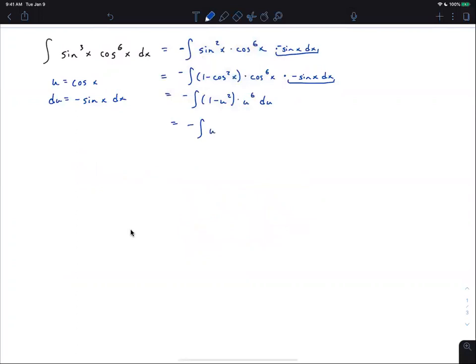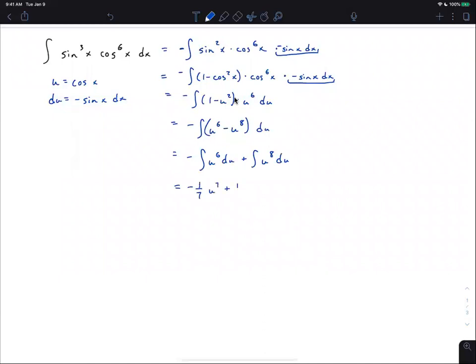So we distribute the u to the 6th. But if it weren't to the first power, if it was squared or cubed or something like that, you'd multiply it out first, which might be tedious, but is not real hard. And now you split up this integral, and the negative outside carries to both integrals. So we get negative integral u to the 6th du plus the integral of u to the 8th du.